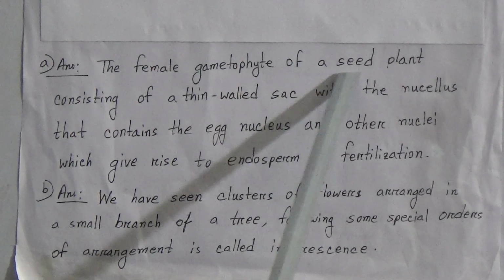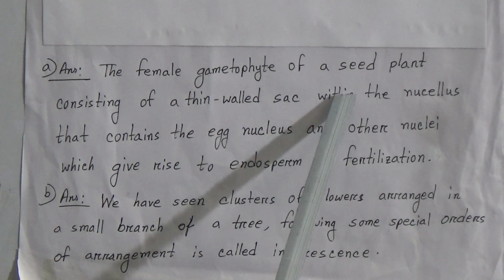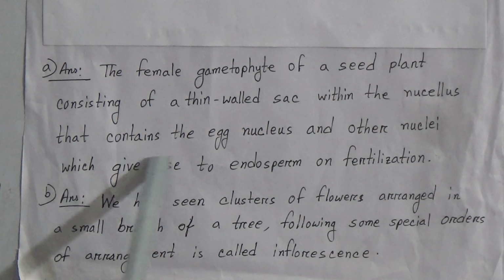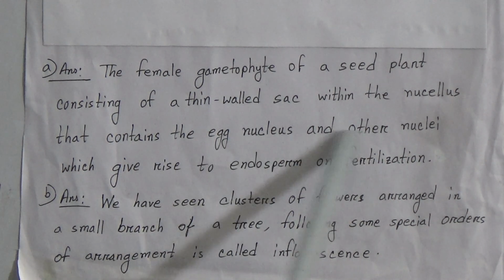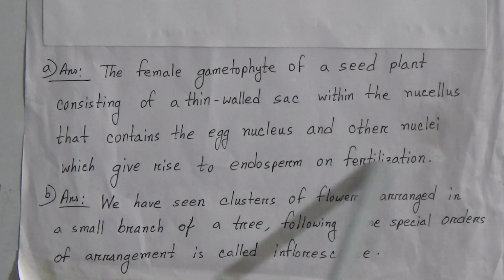A, what is an embryo sac? The answer is: the female gametophyte of a seed plant consisting of a thin walled sac within the nucleus that contains the egg nucleus and other nuclei which give rise to endosperm on fertilization.